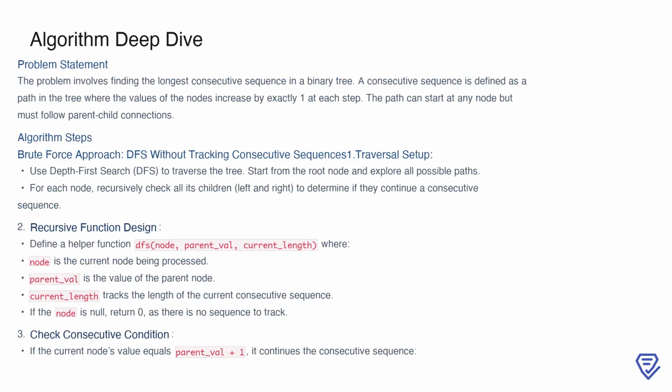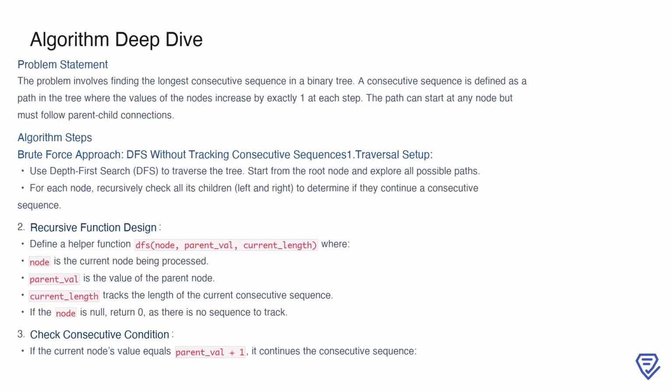In this problem, we're tasked with finding the longest consecutive sequence in a binary tree. A consecutive sequence is defined as a path where each node's value increases by exactly 1 compared to its parent. The path has to follow parent-child connections, and it can start from any node. To solve this, we first consider a brute force approach using depth-first search. The goal is to explore all paths in the tree and check if they form a consecutive sequence.